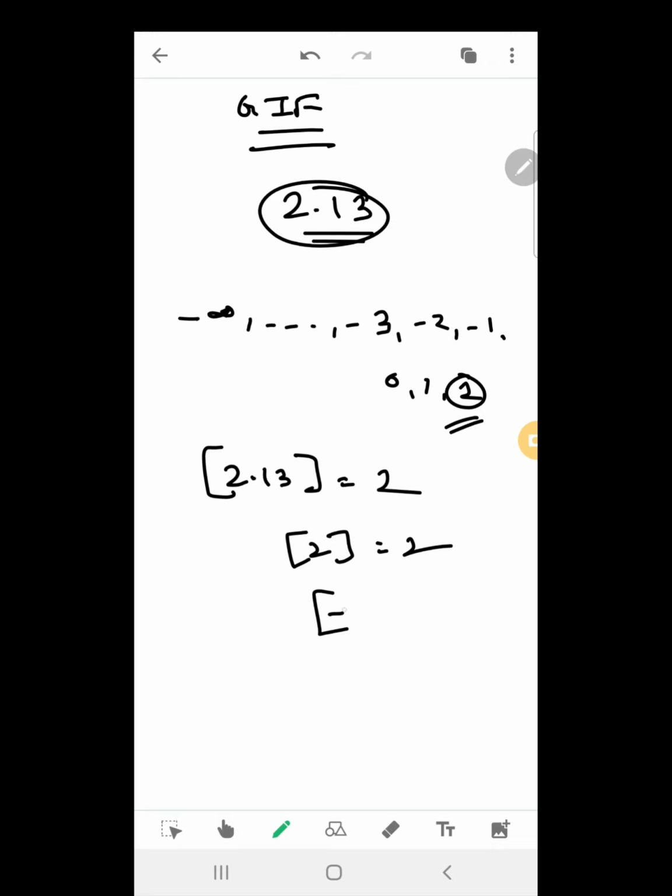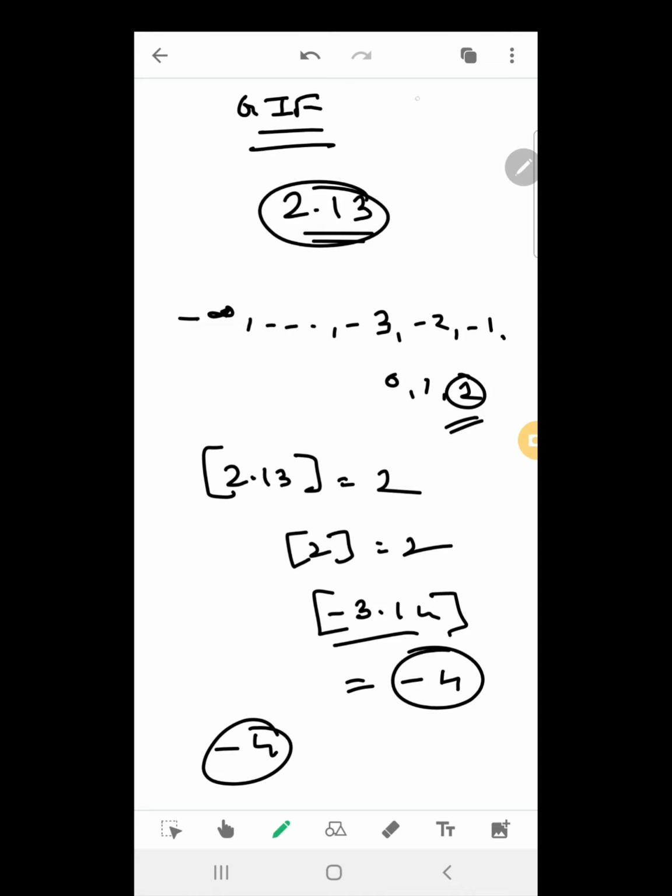Box of minus 3.14, what will this be? This will be equal to -4. Box of minus 3.14 will be equal to -4. The greatest integer below that. When you move below that, you have -4 as the greatest integer below it. This is what the greatest integer function actually does.